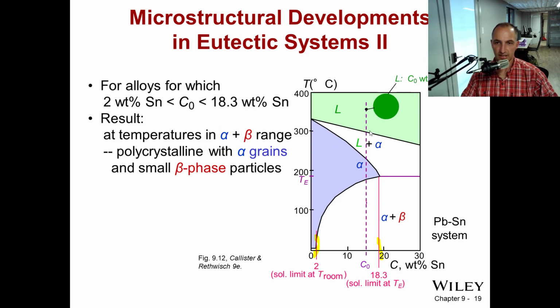So the result here, again, we're all liquid, cooling, we're getting alpha solid particles forming in this slushy of liquid. Now all of the alpha has converted, and it's still just the overall composition of tin. And now we have these little tiny precipitates of beta in the alpha. So that's what the microstructure will look like in this area here.